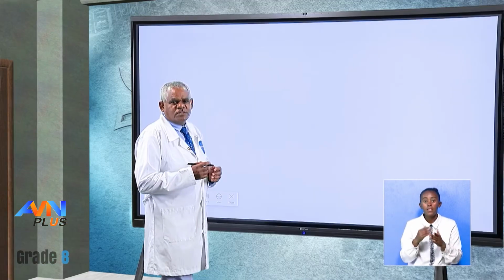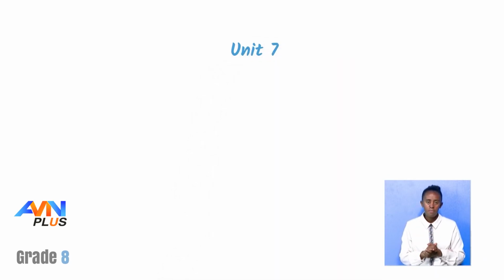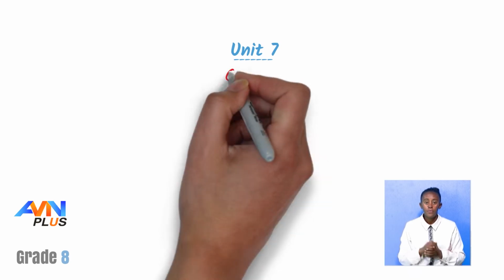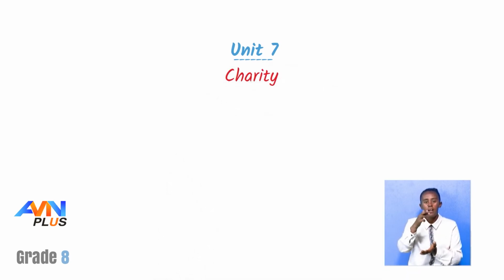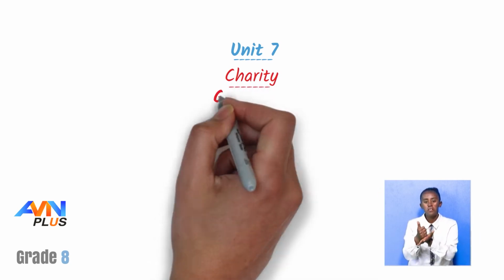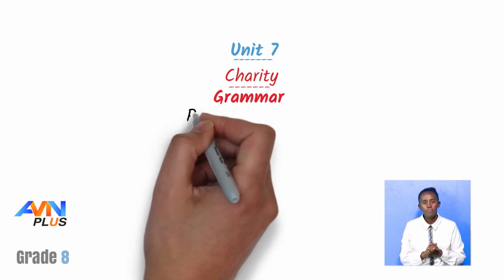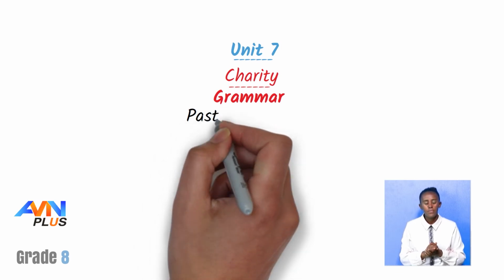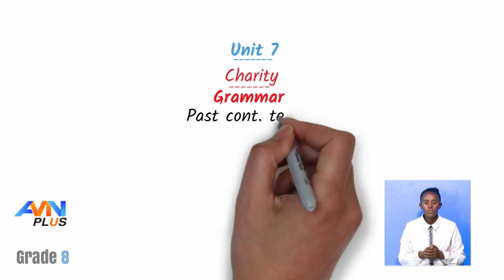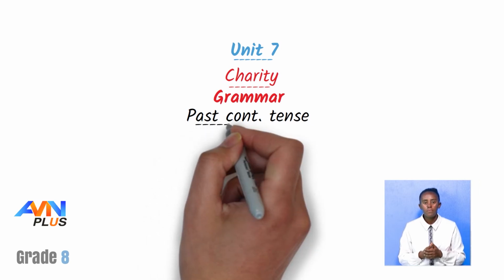So I'm happy to come to today's lesson topic. That is a part of Unit 7, Past Continuous Tense. Unit 7, you remember, is charity. The topic is charity. This is a part of grammar. This is the grammar part. Past continuous tense. Good.